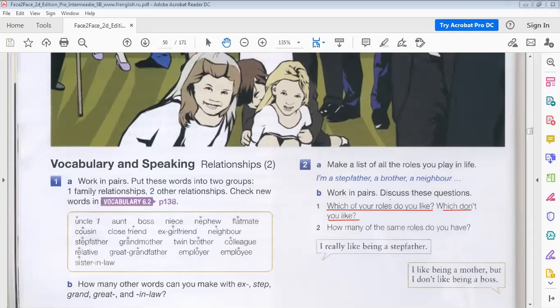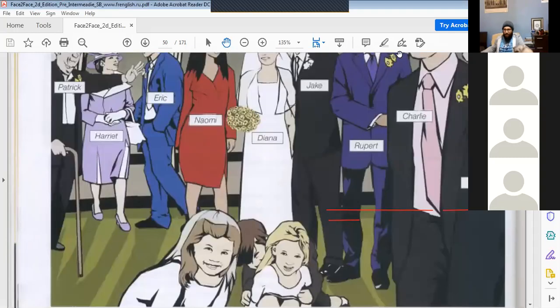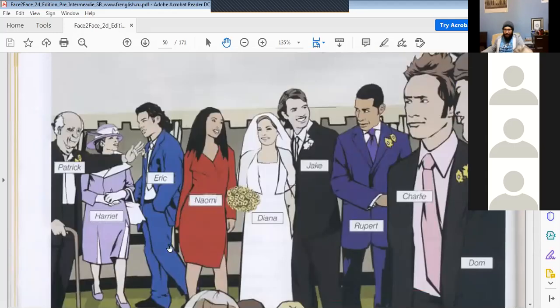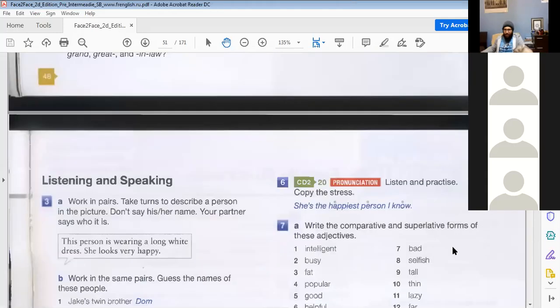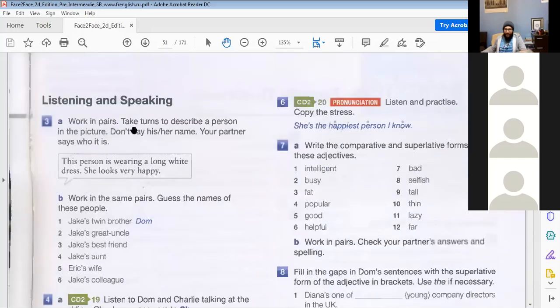But what about the family roles? Do you like all of them, Samiha? Yes, I like. Yeah, okay. All right, so this is the idea here. Now let's move to the listening part and let's find out about these people in the picture. So let's find out about all of these people and let's check the story. So first of all, we just want to describe some of these people. It says work in pairs, take turns to describe a person in the picture. Don't say his name, don't say her name.